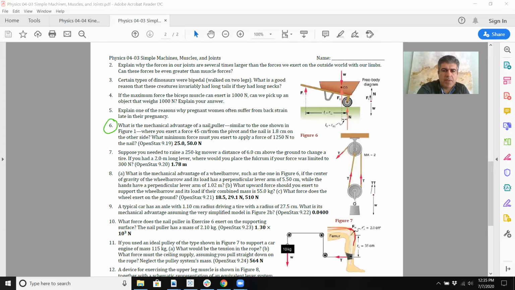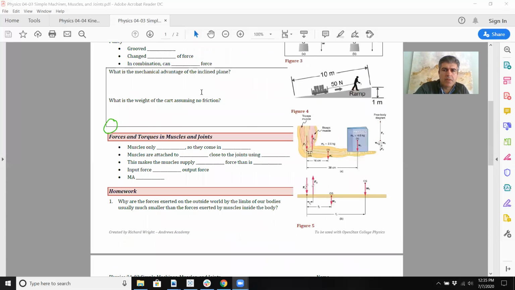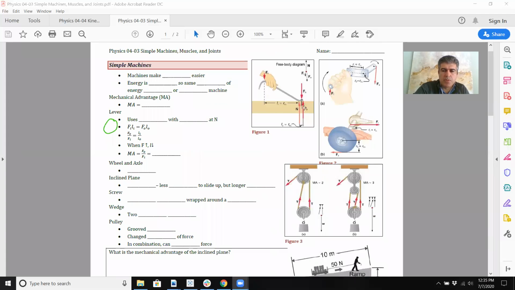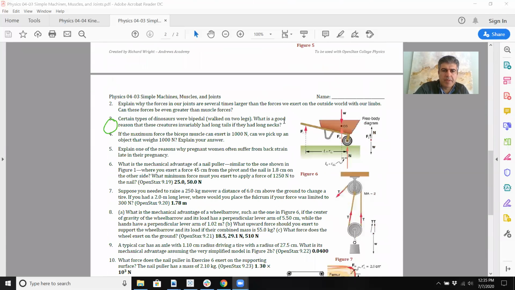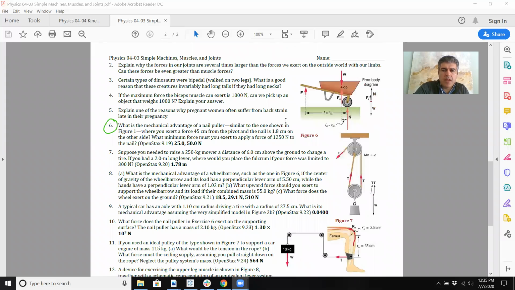So the mechanical advantage of a nail puller, similar to the one shown in figure 1. Okay, so I guess that's pulling a nail, where you exert force 45 centimeters from the pivot, and the nail is 1.8 centimeters on the other side. What minimum force must you exert to apply a force of 12 newtons to the nail? So you definitely need to pull the nail. It's in there really good.